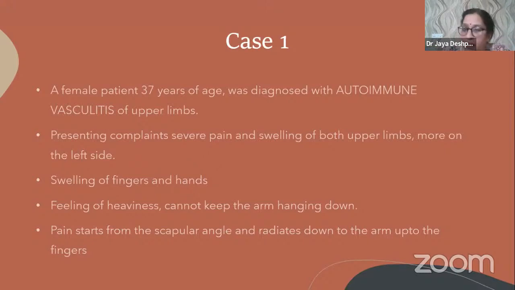Her complaints were that she had severe pain and swelling in both upper limbs from shoulder to her fingers, and it was more severe on the left hand side. She had severe swelling and numbness, and she could not lift her hand. Also she could not keep her arm hanging down. The pain started from the scapular angle and went all the way to the fingers.